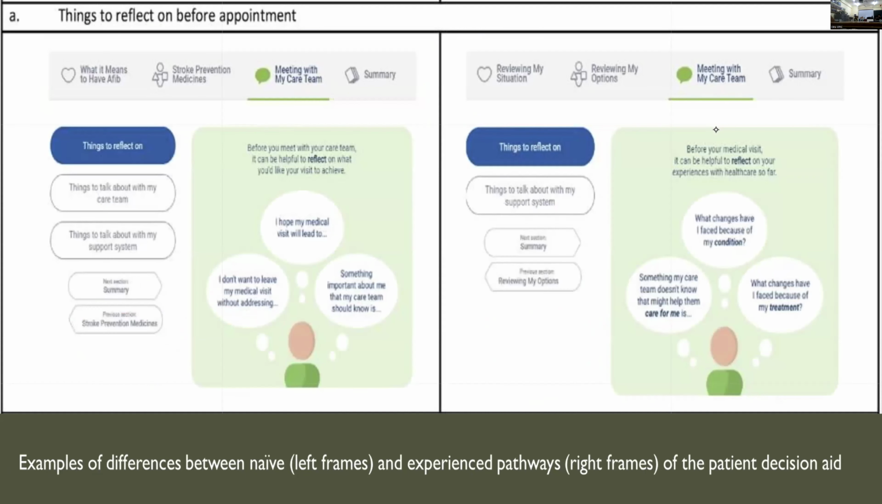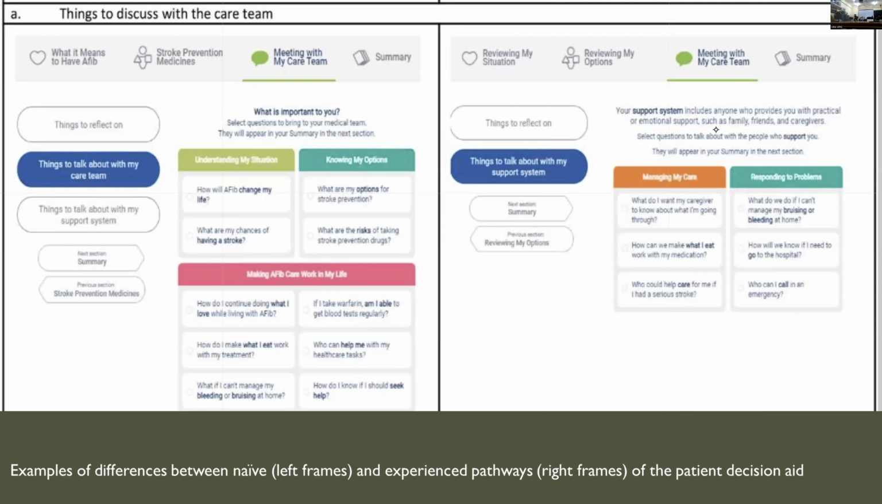This is the second thing, things to reflect on between appointments. The naive one was: what do I hope my medical care would be. But in the review one, it was: what changes have I faced because of my condition, or what changes have I faced because of my treatment. So the wordings were different in the new and the review ones. This is things to discuss with the care team. For the first-time patient, it was understanding my situation, knowing my options. But for the review, it was managing my care, responding to problems. So it was worded in different ways so that they found it more useful and could actually use it better.